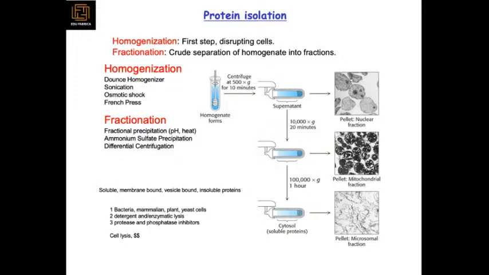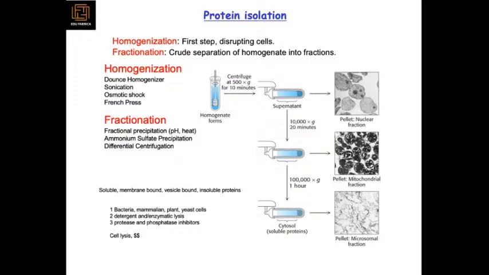Then how can you isolate protein? You can isolate proteins by two different methods: homogenization and fractionation. In homogenization, the first step is to disrupt your cells. Then in fractionation, there is crude separation of the homogenate into fractions. Homogenization could be done by a Dounce homogenizer, sonication, osmotic shock, or French press. Fractionation is done with the help of pH and heat, ammonium sulfate precipitation, and differential centrifugation. All these things are taken care of in that case.